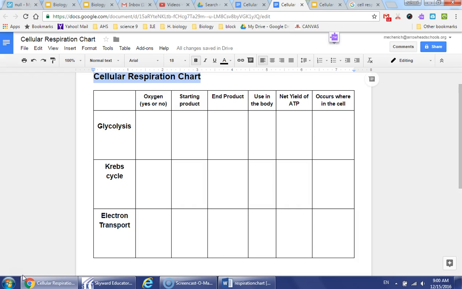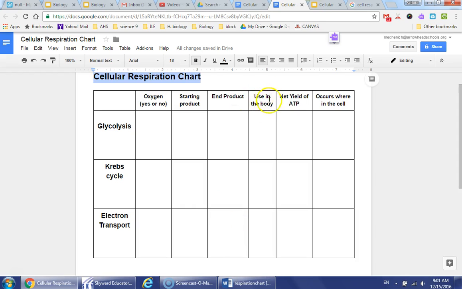A good way to help you organize this podcast is probably to make a chart similar to this one. And the chart will do a comparison of glycolysis, the Krebs cycle, and the electron transport chain in aerobic cellular respiration. So we will look at these processes, and you should be able to recognize if oxygen is present. We should be able to look at each one of these pathways and identify what is the starting product, what goes into the reaction, and then what are the end products, what comes out of the reaction.